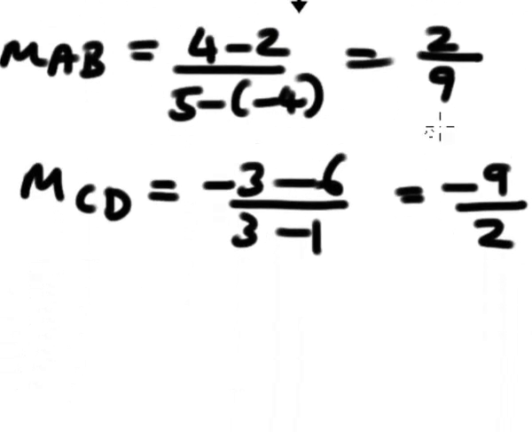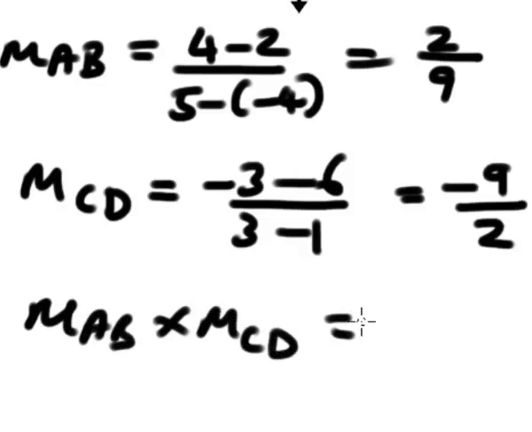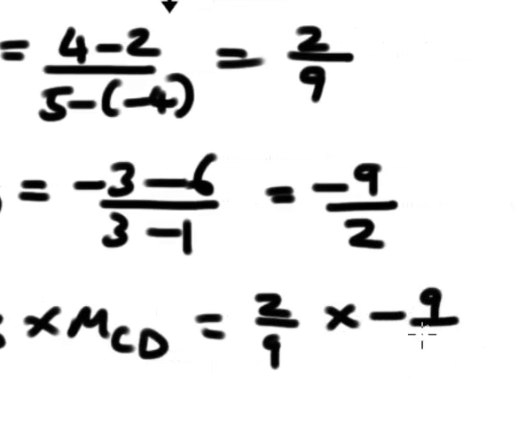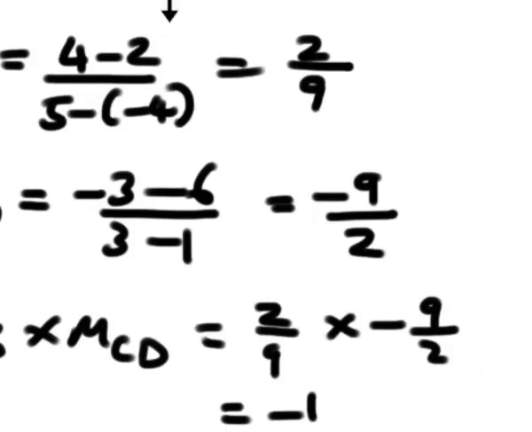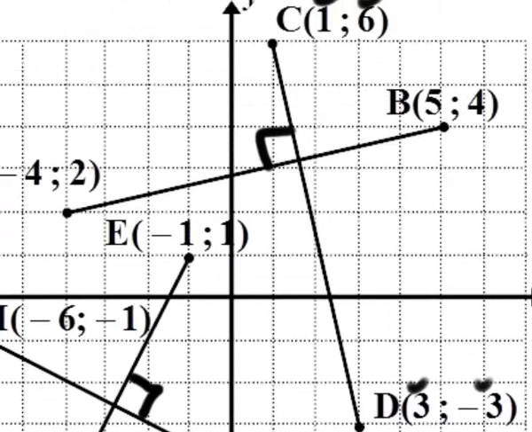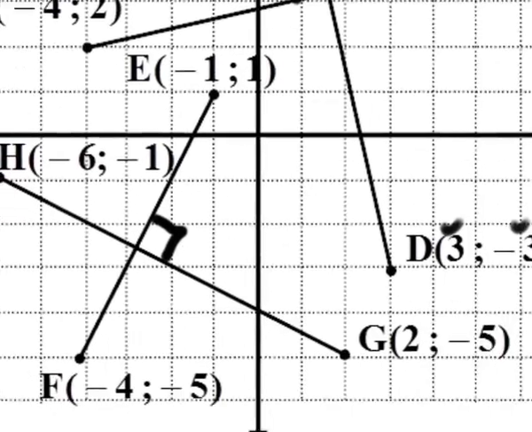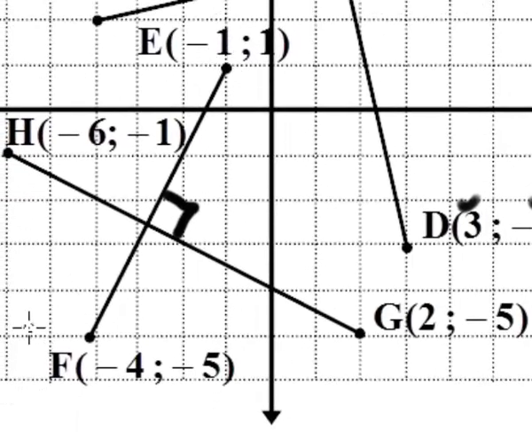Now what's interesting here, they're not equal, but what do you notice? If you multiply them, you're going to get 2 over 9 multiplied by negative 9 over 2, and that comes to negative 1. The 2's cancel, the 9's cancel, and you're left with negative 1. So it seems like the gradients of these two lines, when multiplied, give minus 1. I wonder if it'll work with the lines EF and GH.